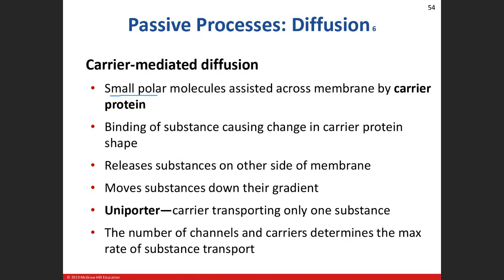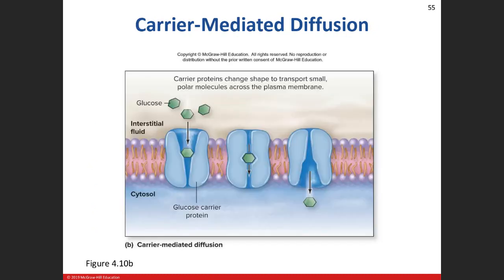It changes its configuration. It's called a configuration state change. So glucose binds to it on the outside of the cell, and it undergoes this shape change. And as it does that, it moves the glucose to the inside of the cell. This picture is pretty simplistic. It's a little more complicated than this.